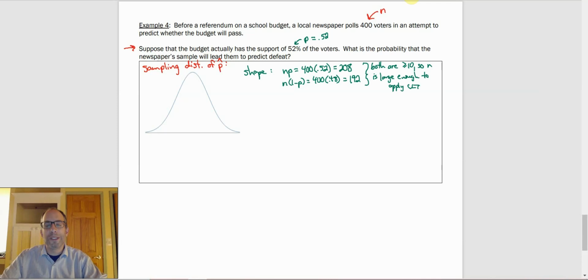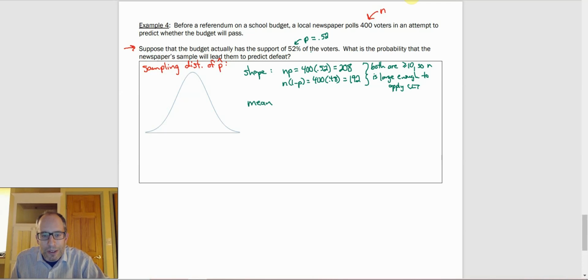Good. So it's a slightly different check when it's a proportion. Instead of just checking and making sure your sample size is at least 30, you have to check that n times p and n times 1 minus p are both going to be at least 10. Here you could kind of eyeball it and go, yeah, that's 400. The 52 is about a half. So they're both going to be around 200, and that's way bigger than 10.